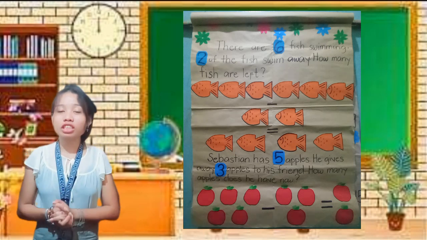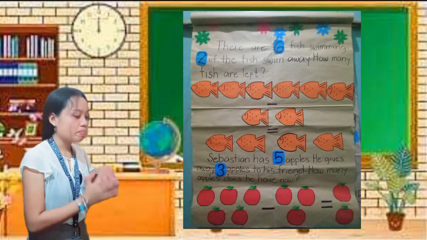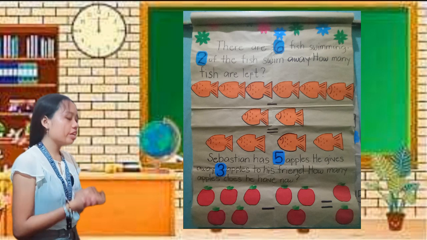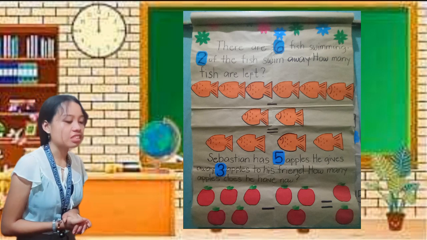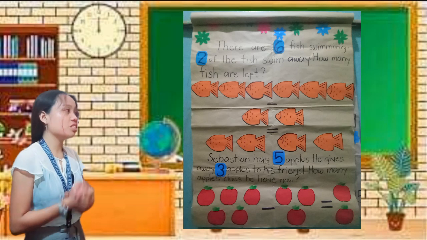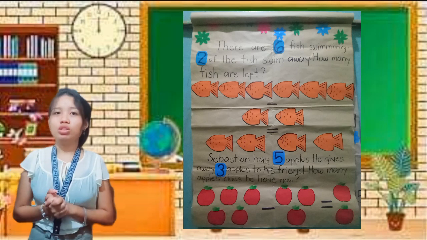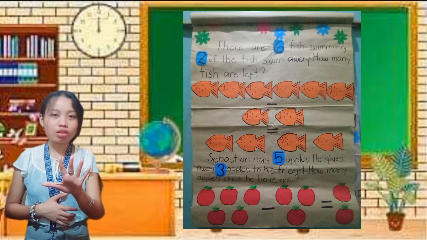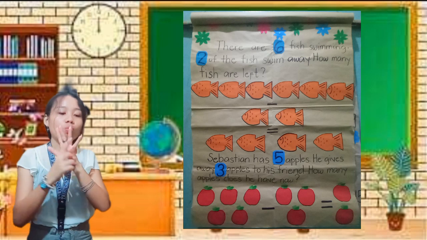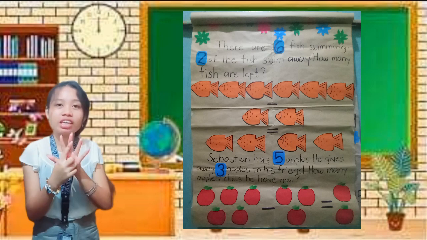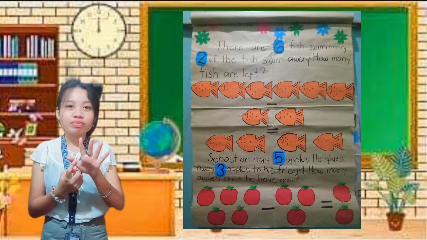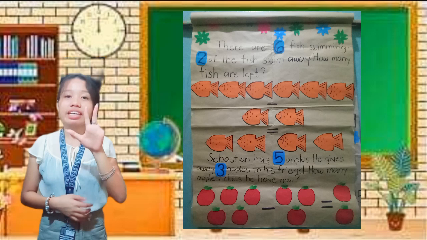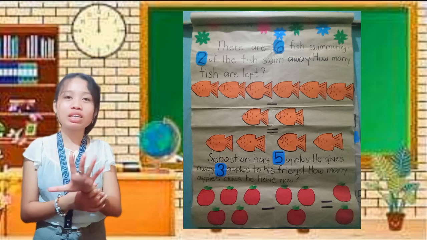And number 2 word problem is, Sebastian has 5 apples. He gives away 3 apples to his friend. How many apples does he have now? So, si Sebastian kuno naay 5 kabuok apples. So, mag-count ta. 1, 2, 3, 4, 5. So, 5. Ang tulo ka apple, iyang gihatag sa iyang amigo.